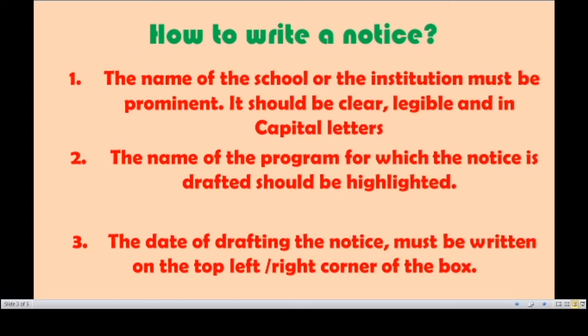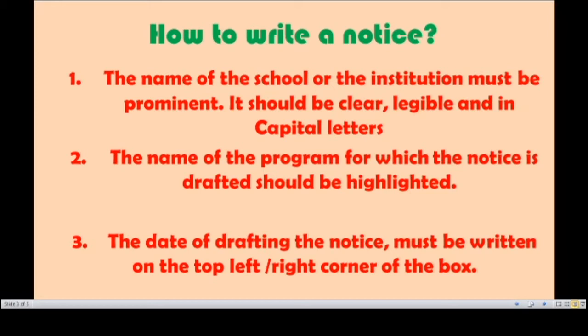Where do we write the date? On the top left or right corner of the box. Within the box we write the notice. After writing a notice, we cover it by drawing a box. So a box போட்டு cover பண்ணிடணும். On the top left or right corner of that box, the date must be written. So writing the date is very important.